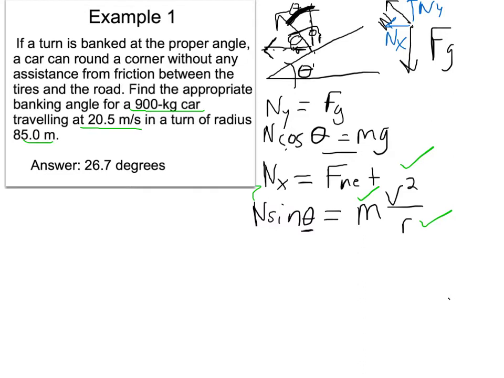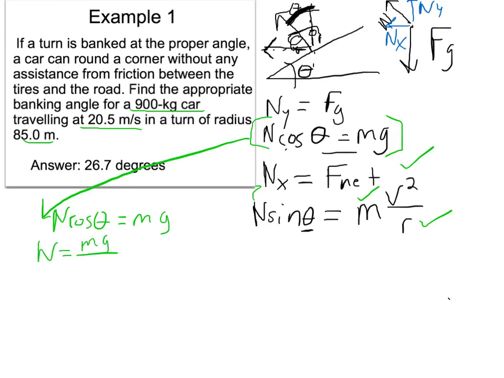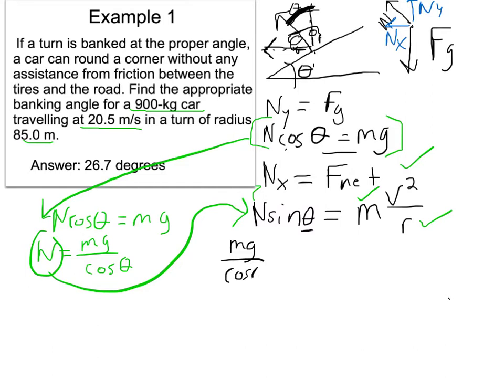I do have two equations though, so what if I solved this equation for n? So come down here. N cos theta equals mg. So now I need to solve for n, so n equals mg over cos theta. And I can plug that in for n here. So let's do that. Got mg over cos theta times sine theta equals mv squared over r.